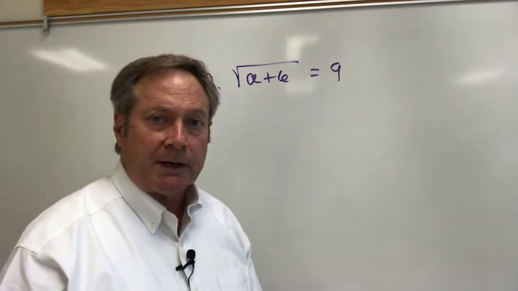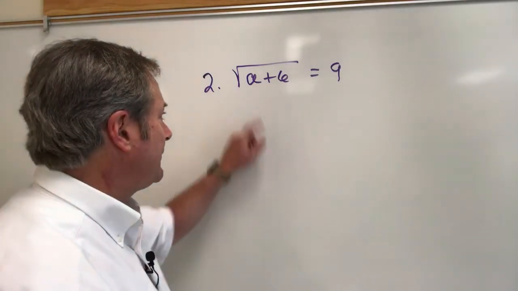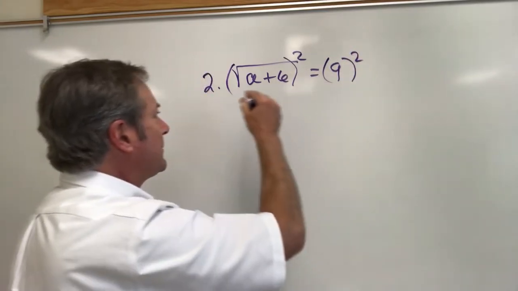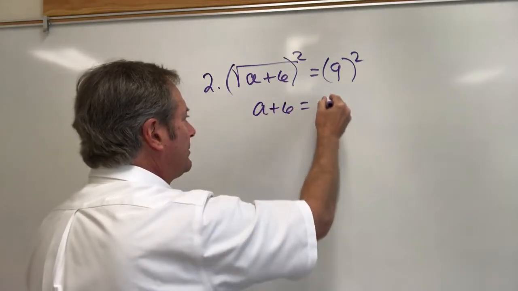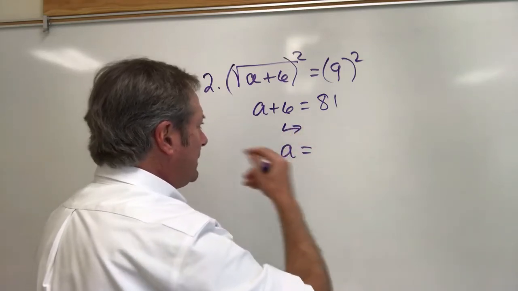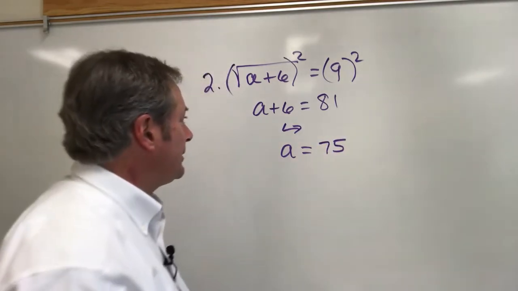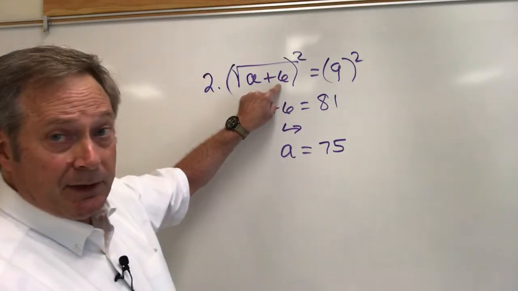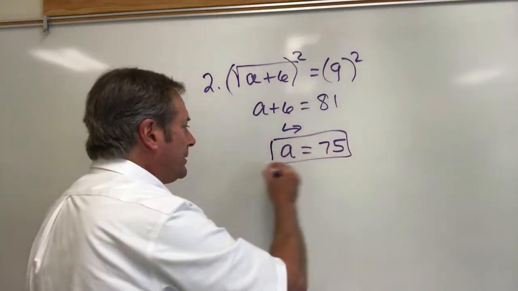Okay, here's a second example. The square root of a plus 6 is set equal to 9. We want to solve for a. So as before, we're going to square both sides of the equation. The square root of a plus 6 squared simply becomes a plus 6, and 9 squared becomes 81. And we're going to subtract 6 from both sides, and so that's going to give us 75. Now let's check it out. Let's put 75 back here. 75 plus 6. Is that 81? Sure. Square root of 81, is that equal to 9? Bingo. That one also checks out.